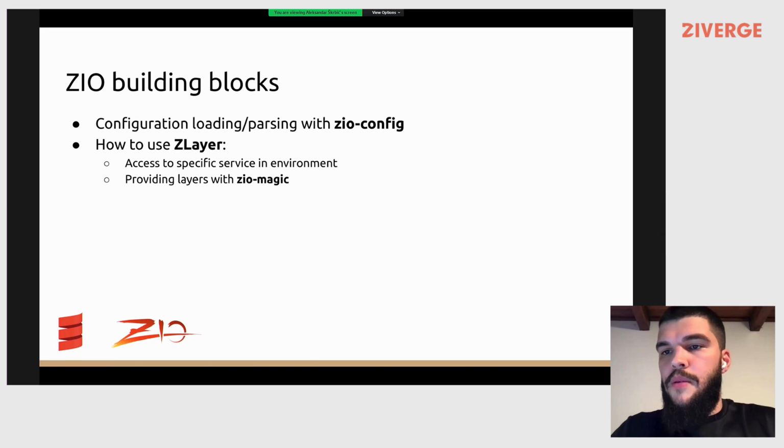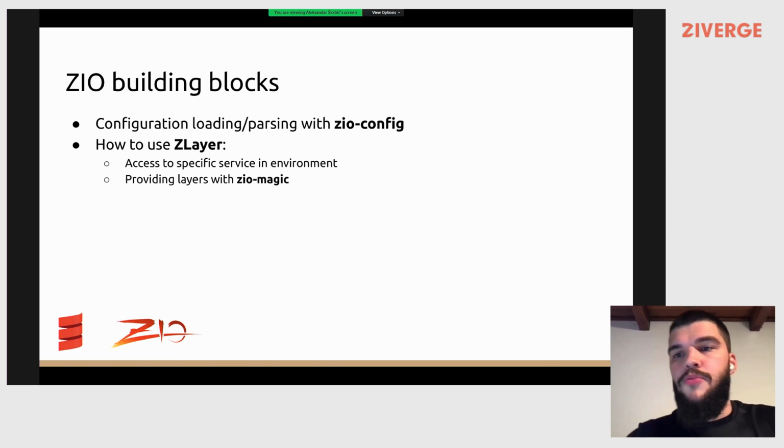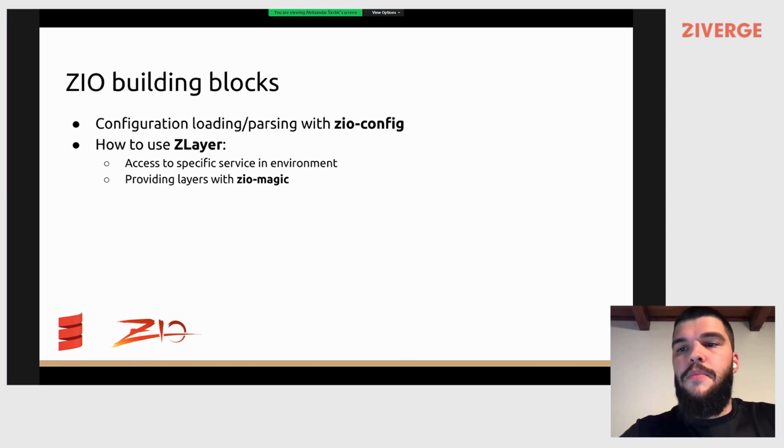ZIO magic will become, it's already, a first class feature in ZIO 2.0, but in my examples, I use ZIO 1.0 with ZIO magic. And it's such a massive improvement in terms of developer ergonomics. Before ZIO magic, I was really avoiding using layers, but now it's a totally different story.